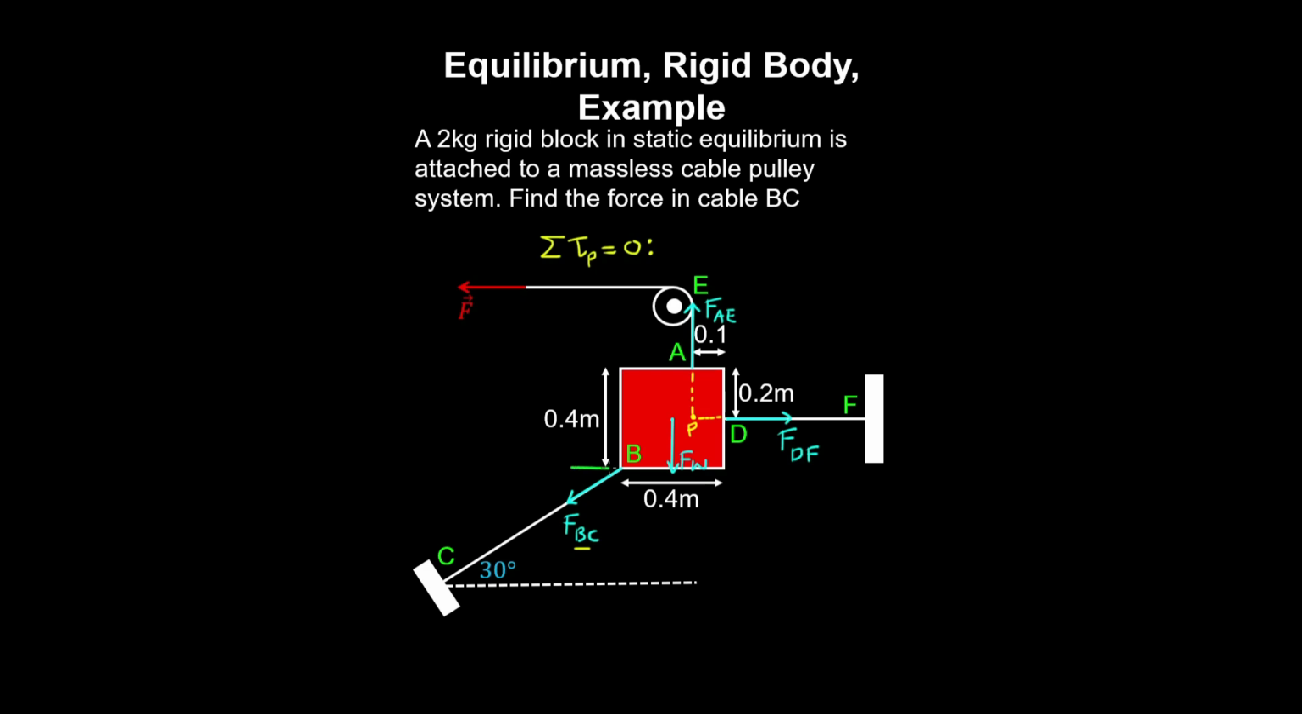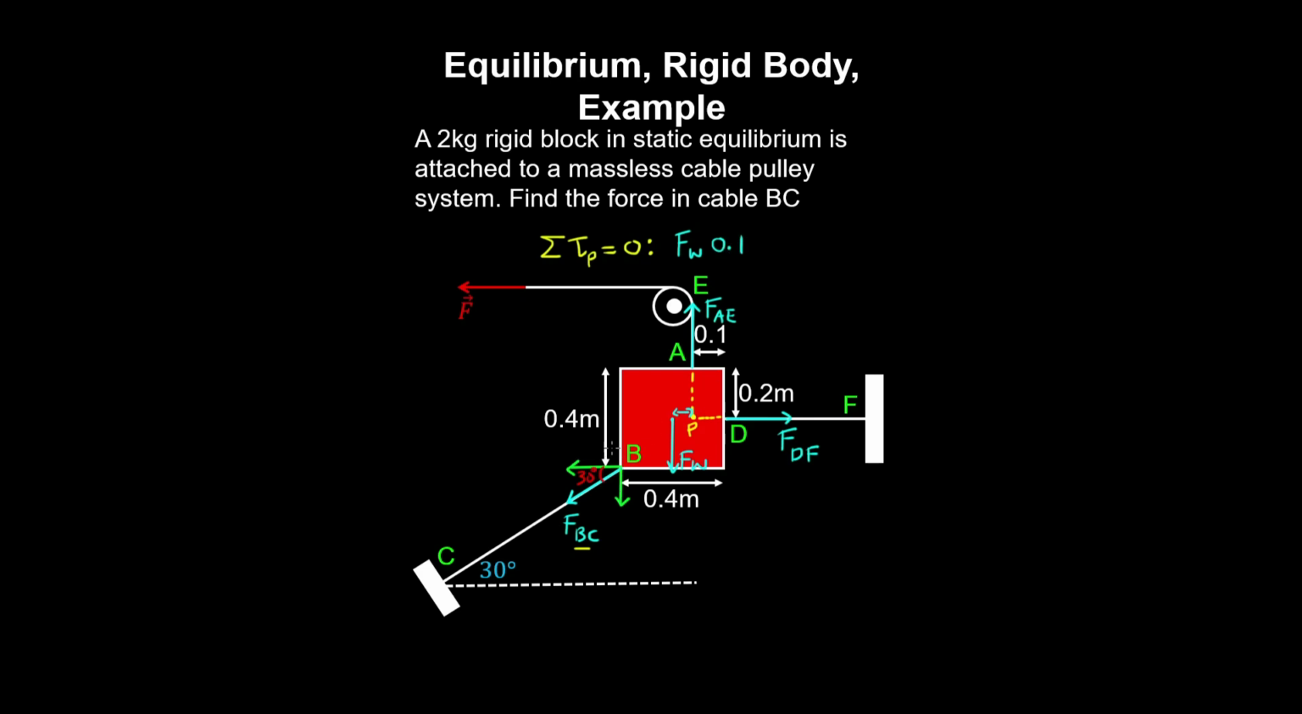And we can resolve this force into horizontal and vertical components, where this angle is 30 degrees. And you can use the right hand rule to determine the torque contributions from each of these forces. So for the force of weight, it's going to produce a counterclockwise torque with a moment arm of 0.1.